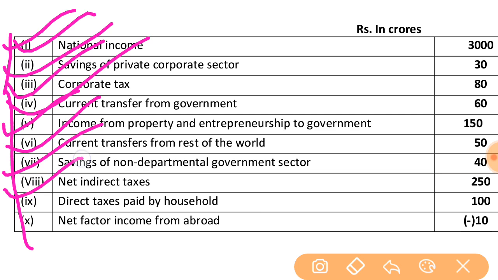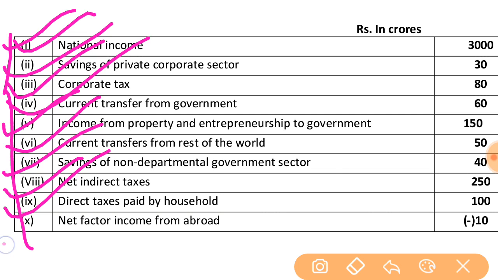Next, indirect taxes. We all know that indirect taxes means the difference between indirect tax and subsidy. Next is given direct taxes paid by household. So who paid the tax? By household. So what does direct tax mean? Tax on the property and income. So these are known as the direct taxes.